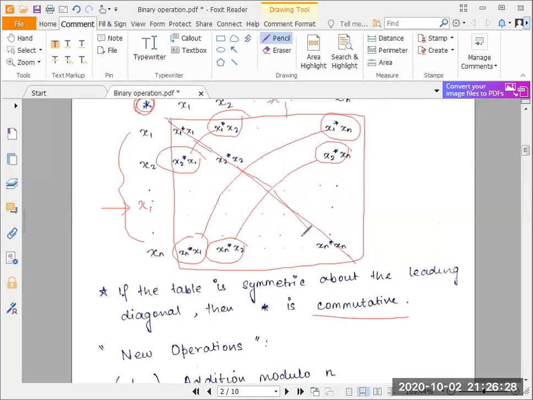So along this diagonal, if I divide the composition table and I find symmetric triangles to be the components of the composition table, then I can deduce that the operation follows the commutative law. So that is an interesting property of the composition table.